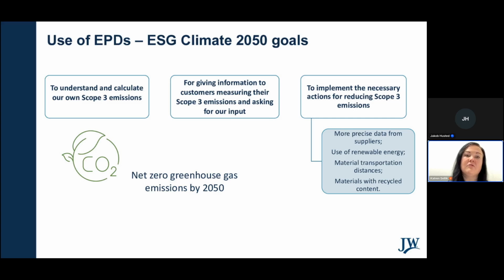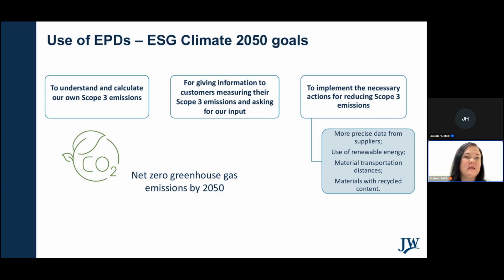And actually, also, if we look into reducing the scope 3 emissions, then once we have the understanding and knowledge from EPDs and from modeling in the system, we can say that we already know some points we need to do to bring the scope 3 emissions down. Firstly, of course, we need to start pushing our suppliers as well to provide us verified EPDs, so we would have more precise data ourselves.